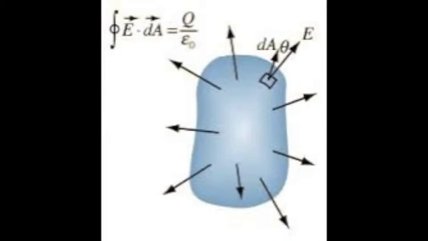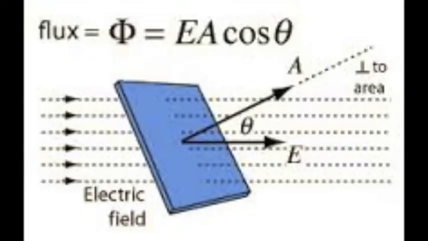Gauss's law states that the net outward flux through any closed surface is proportional to the total electric charge enclosed within that surface. But what exactly does that mean? First, let's define flux. Electric flux is the name given to the amount of electric field passing through a surface.